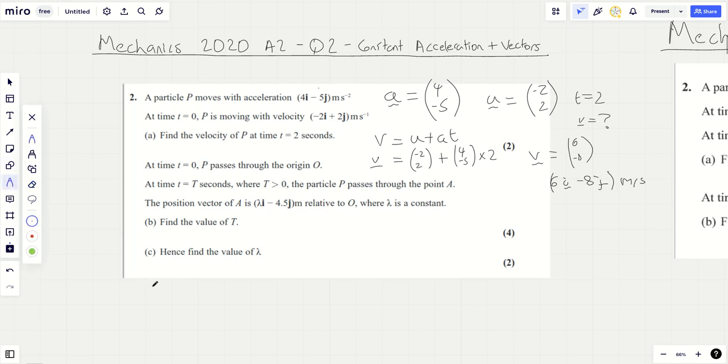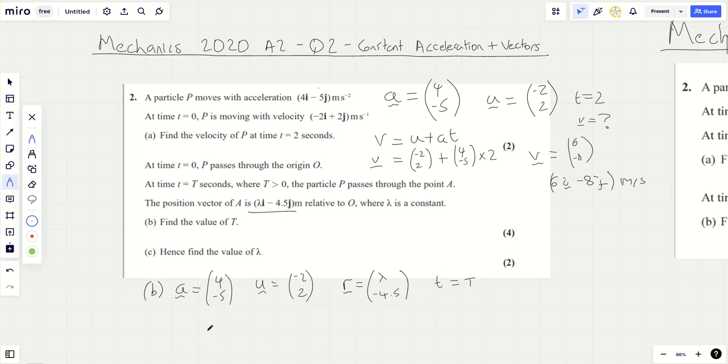So let's write down everything we've got here, because once again it's a SUVAT problem. Well, a is 4 minus 5, as we already wrote. u is minus 2, 2. Now this is for a different time, so I can't use t equals 2 and I can't use v is 6 minus 8. But I can use the fact that s or r, whatever you're calling it, the displacement from the origin, is lambda minus 4.5 and t equals t.